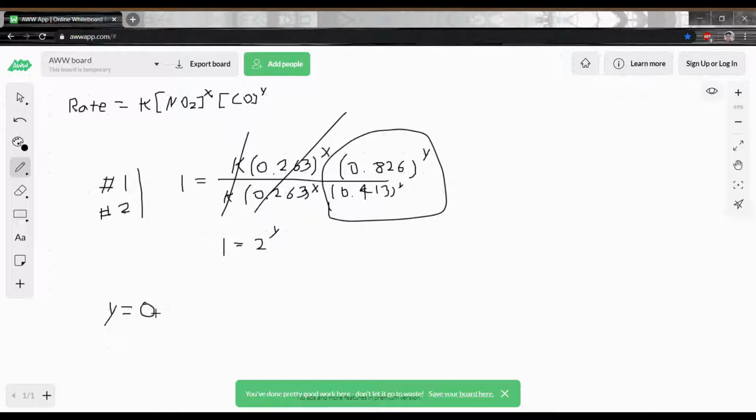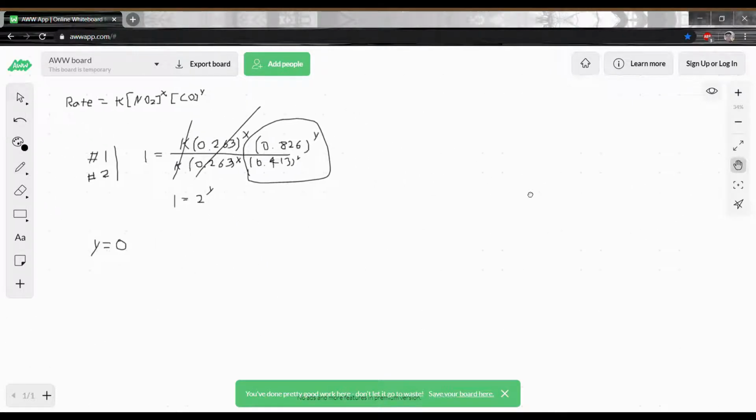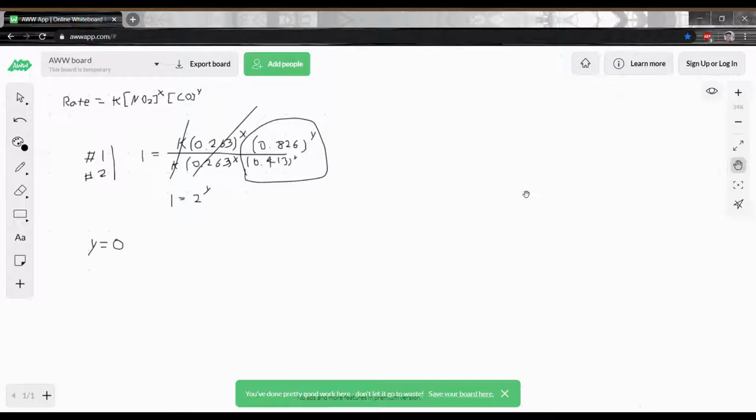Now we can run this thing again using trials 2 and 3, because in trials 2 and 3, our concentrations of CO remain the same. That'll give us another opportunity to cancel some things out. Let's write down trial number 2 and trial number 3. Our rates are going to change this time. The rate of trial number 3 is larger, so we're going to write that one on top.